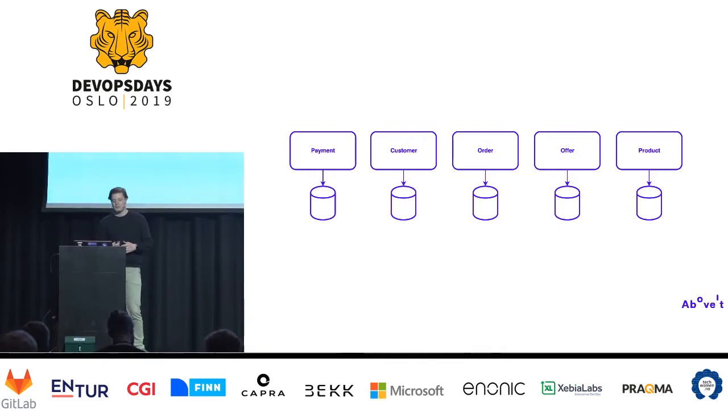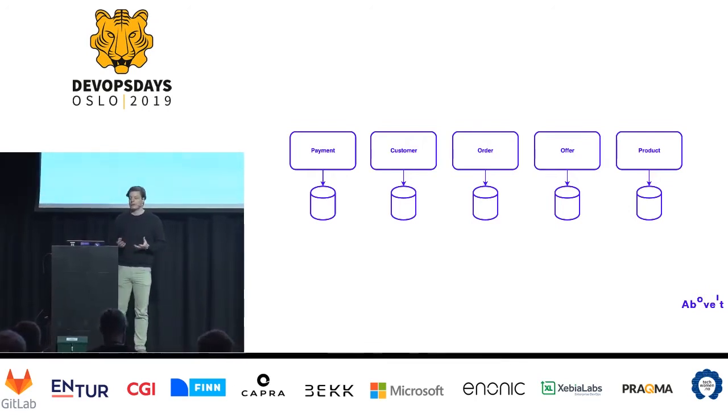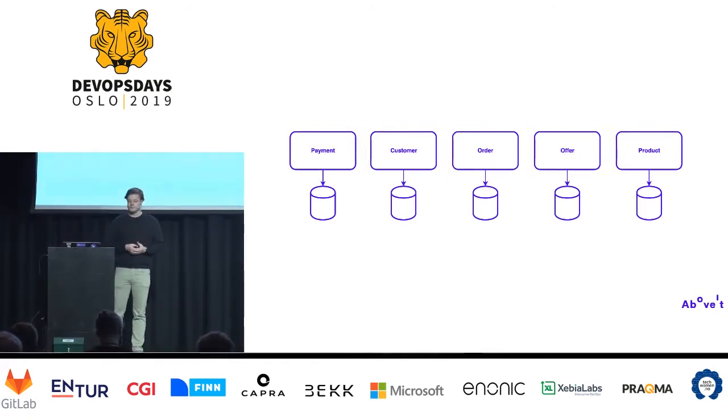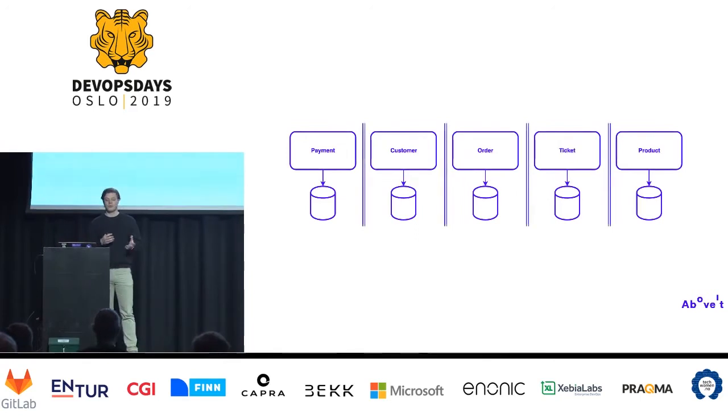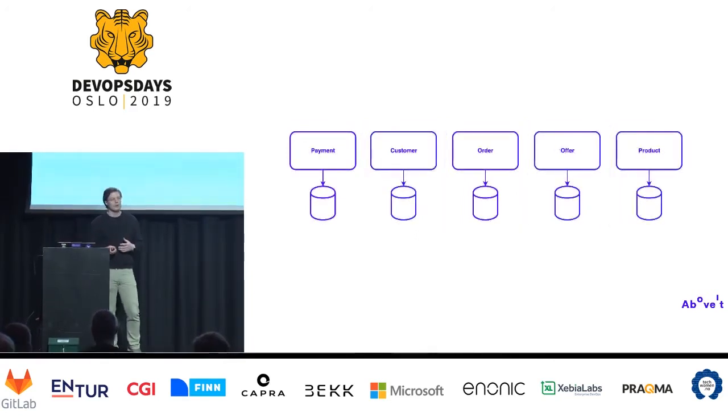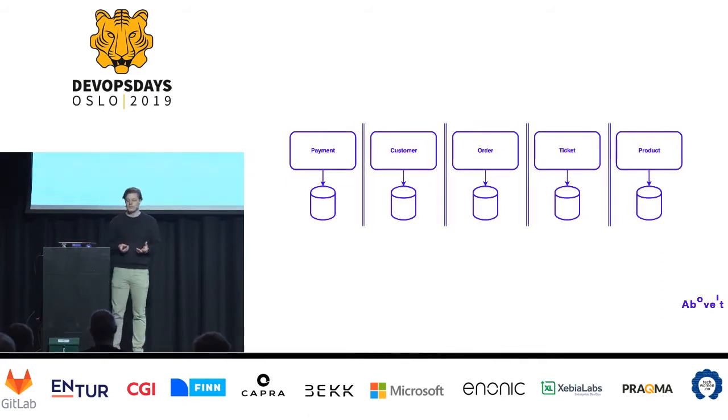So let me show you an example. The order module is absolutely dependent on knowing whether or not a payment has been completed in order to confirm an order. So we need information to flow between the payment module and the order module. And that is why we introduced Kafka to our system.